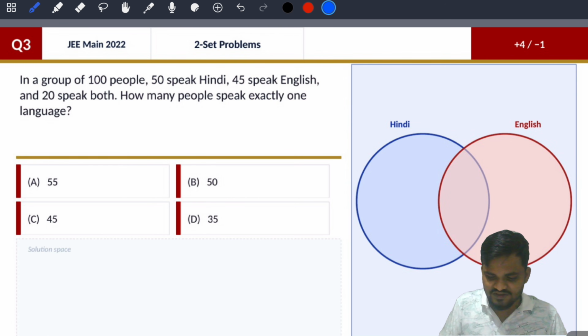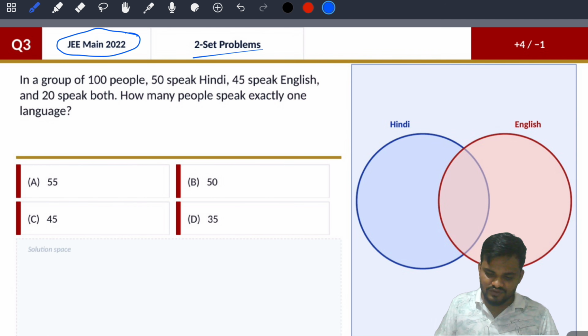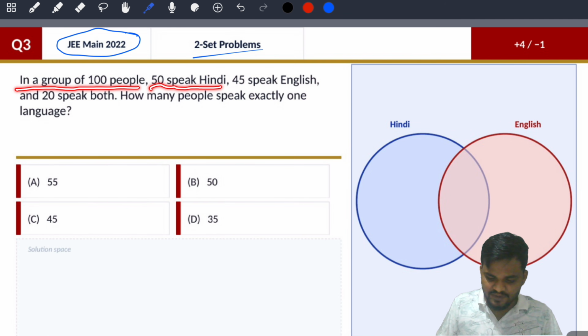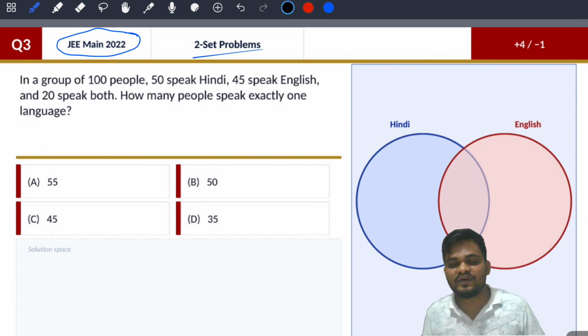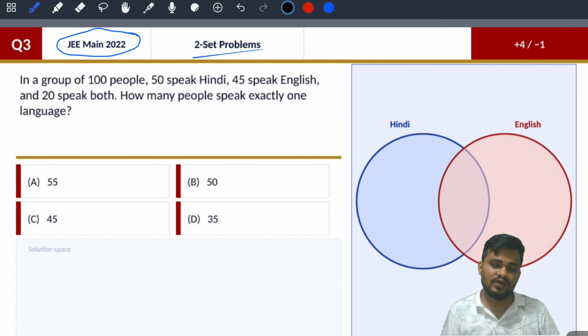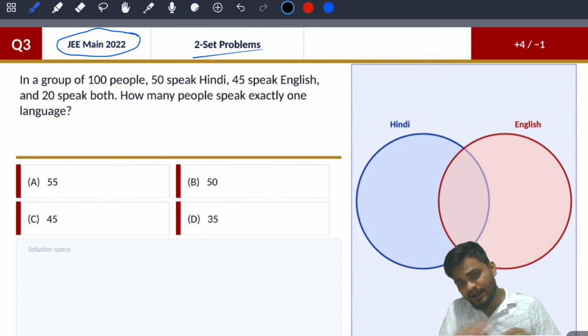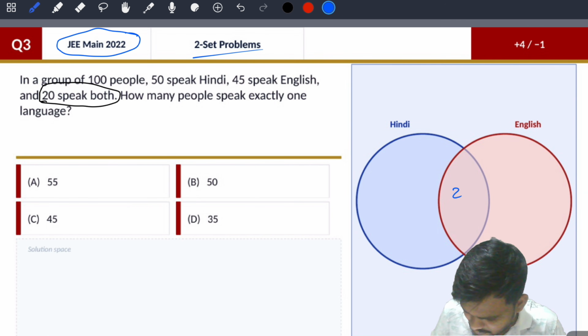Question number 3 was asked in JEE Main 2022. It is also a 3-set problem. The question is talking about, in a group of 100 people, 50 speak Hindi, 45 speak English, 20 speak both, and you have to find how many people speak exactly one language. Now let me fill the Venn diagram. How to fill the Venn diagram? Start from the innermost part, the intersection part, and from the data you have to go from end to first. So the last data is 20 speak both. So this is my 20.